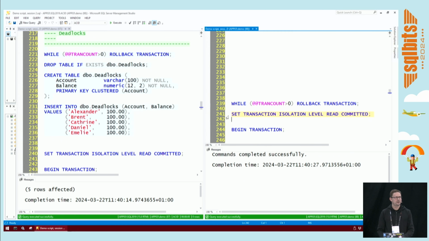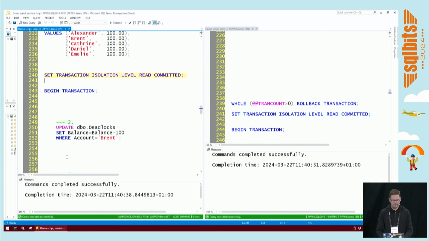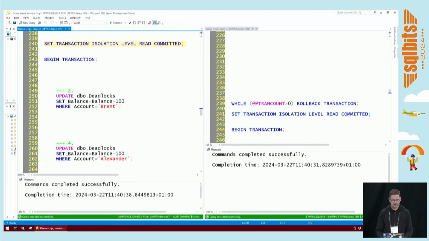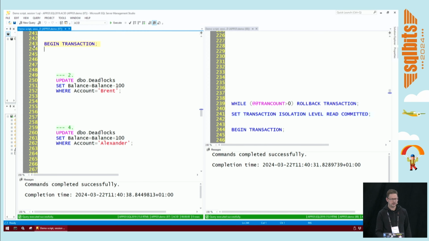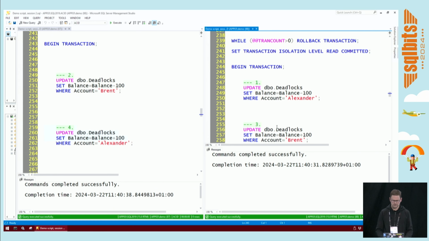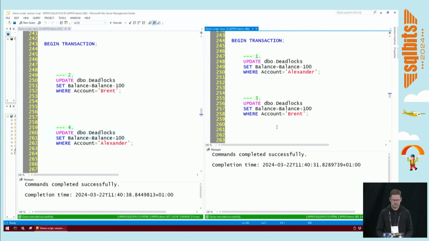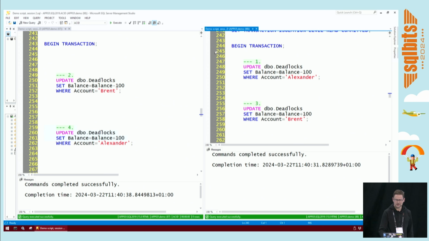So I'm going to go back to the read committed isolation level, which is the SQL Server default, the Management Studio default. I'm going to go to read committed on the left-hand side. The process is simple. I begin transaction, I update Brent's account. I always take money from Brent for some reason, and I put that money into Alexander's account. And on the right-hand side, Alexander is actually in a very good mood today, so he's going to take money from his account and give it to Brent. So let's go.